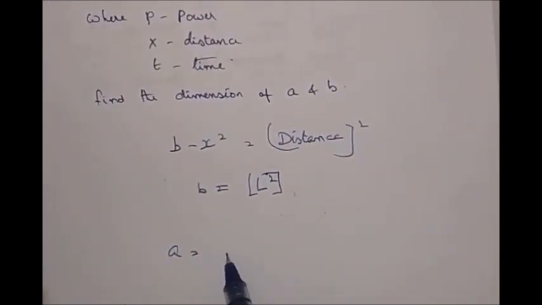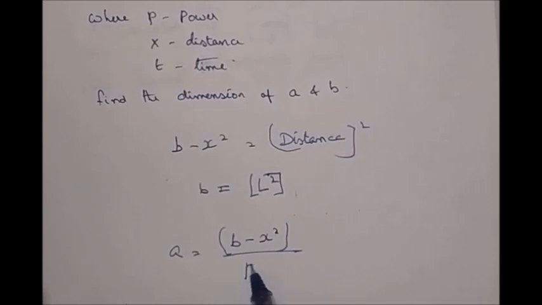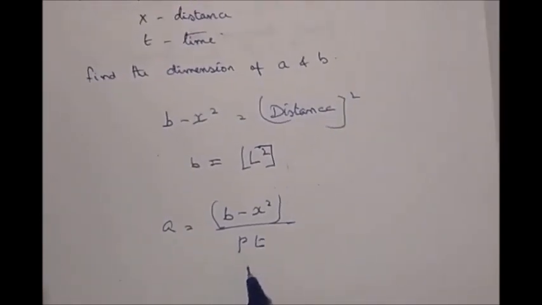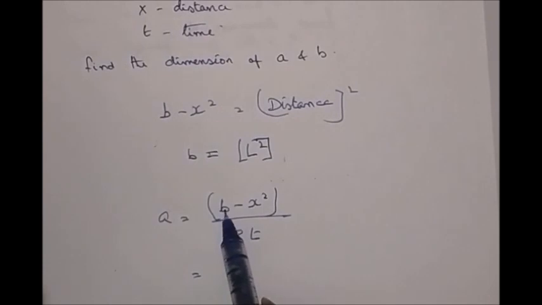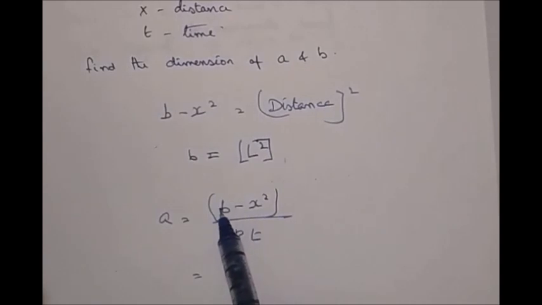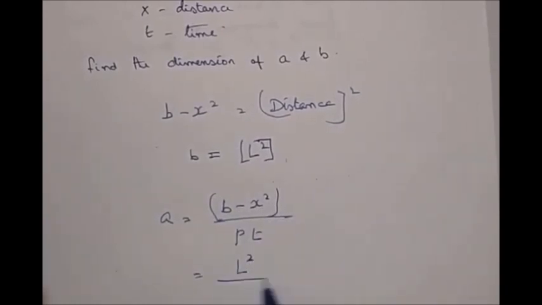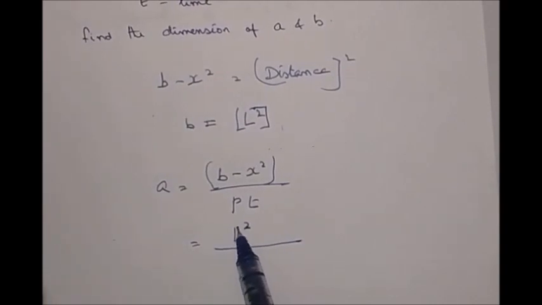A is equal to B minus x square divided by power into time. Now we need to put the dimension of all of them. B minus x square, this entire thing we already understood. It is going to be x square minus x square, that could be distance square minus distance square. So we have to put the entire dimension of the top quantity as L2 divided by, now we should know by heart the dimension of power. Power is energy divided by time. So the work done per unit time is the power.